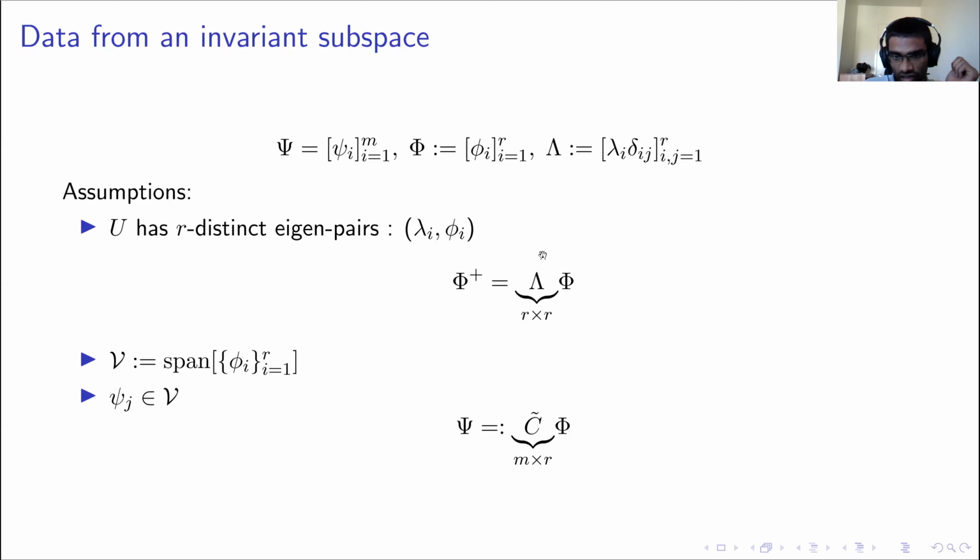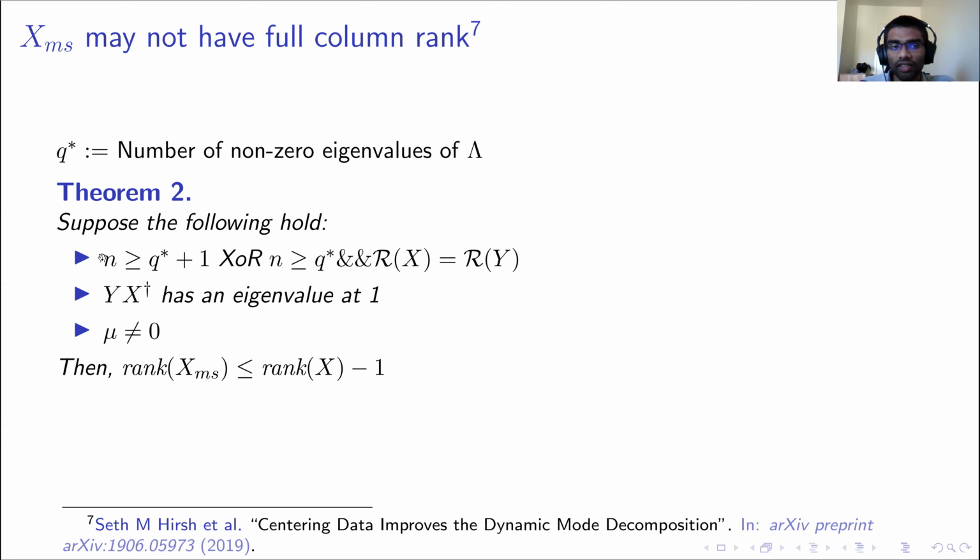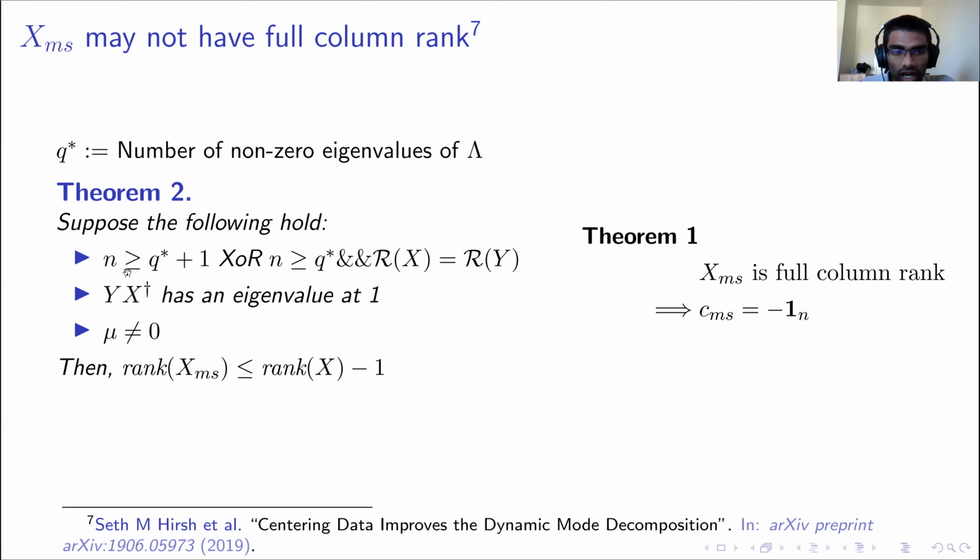So the eigenfunctions evolve like this, and our observables are a linear combination of our eigenfunctions. Under this setting, you can show that having a trajectory that is long enough, that is, a model order that is large enough, is enough to ensure XMS doesn't have full column rank. And so this is kind of clarifying the role of this theorem, which is good, but it's not equivalent to showing a necessary condition for spectral equivalence.